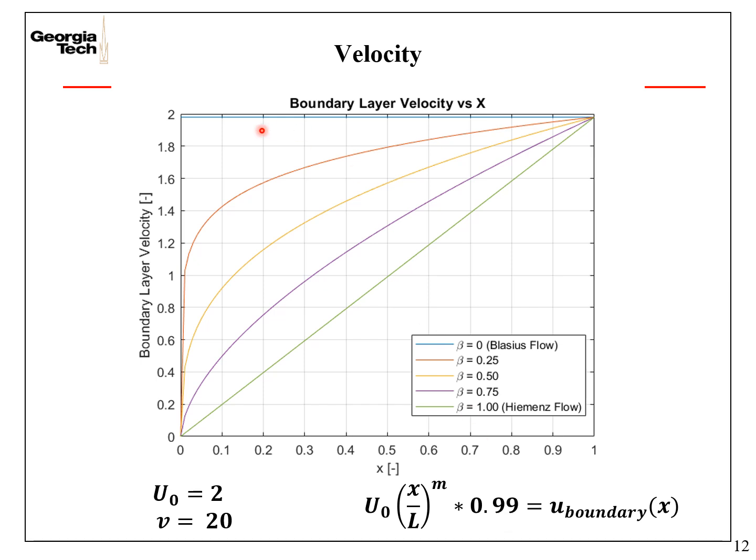And we notice that the boundary layer velocity is uniform for the Blasius case, which we should know from our previous courses, and the boundary layer velocity is effectively linear for the Hemans case. And as our wedge size increases or decreases, the increase of the boundary layer velocity is slower and slower.